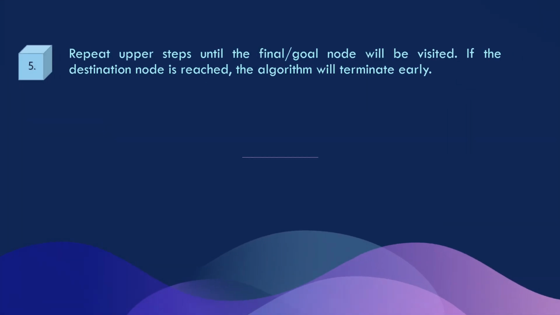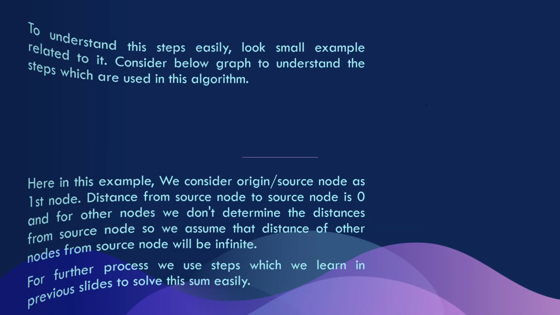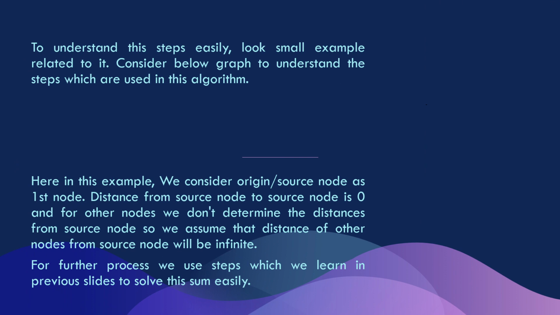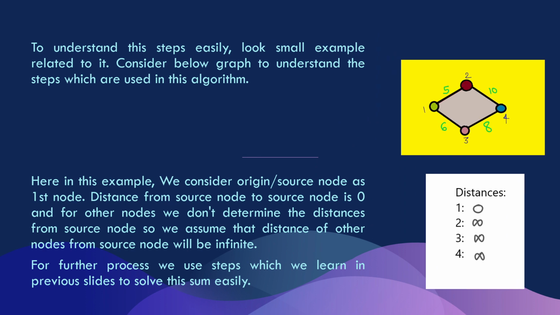Repeat the above steps until the goal node is visited. If the destination node is reached, the algorithm will terminate early. In the final result, we get the shortest path distance from the source node to every other node. To understand these steps easily, look at a small example. Consider the graph below to understand the steps used in this algorithm.